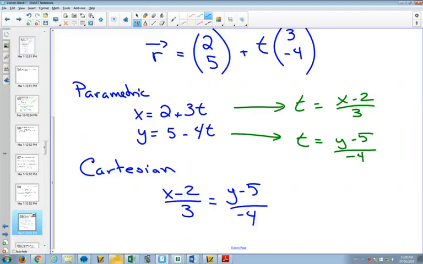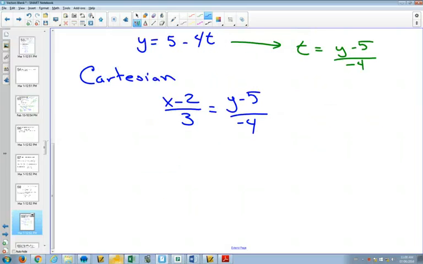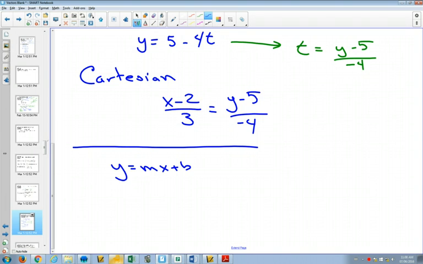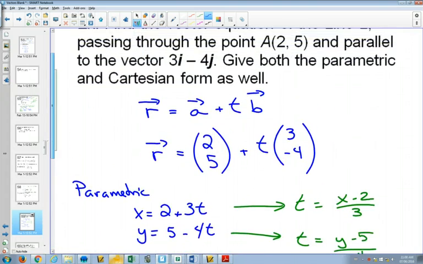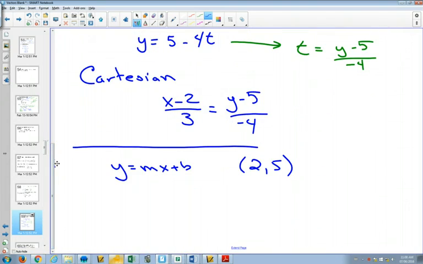Now, just to play around with this so that you can see how the math that you've done in the past is connected to the math that we're doing right now. You don't have to write this down. But if you wanted to find y equals mx plus b, in this case, we're told that it goes through the point (2, 5), and it's parallel to the vector 3i minus 4j. Well, what does 3i minus 4j mean? It means you'll go 3 to the right, down 4. That's the vector that it's parallel to.